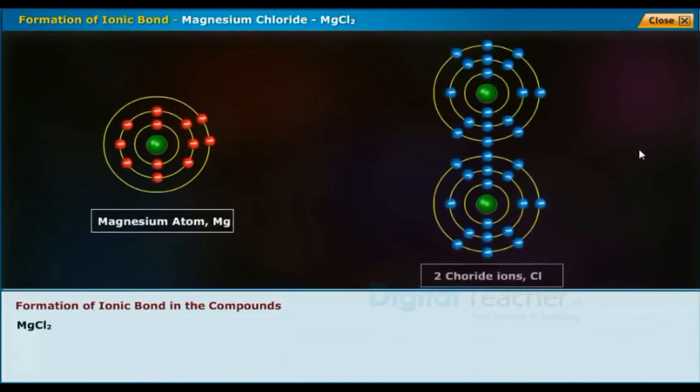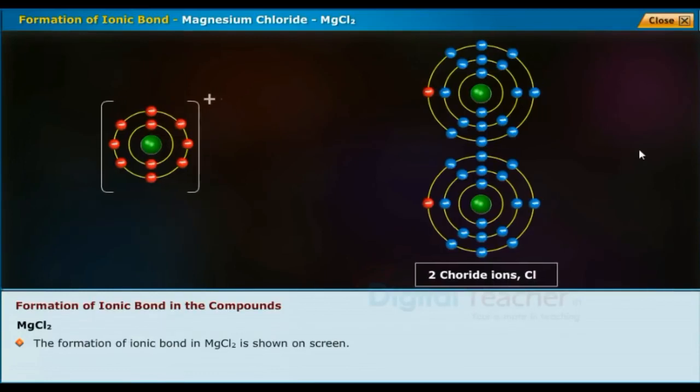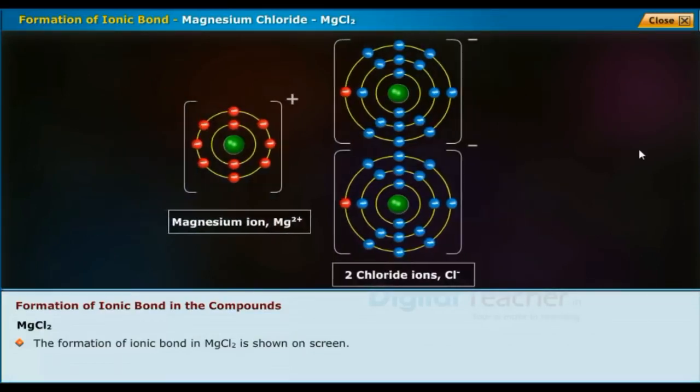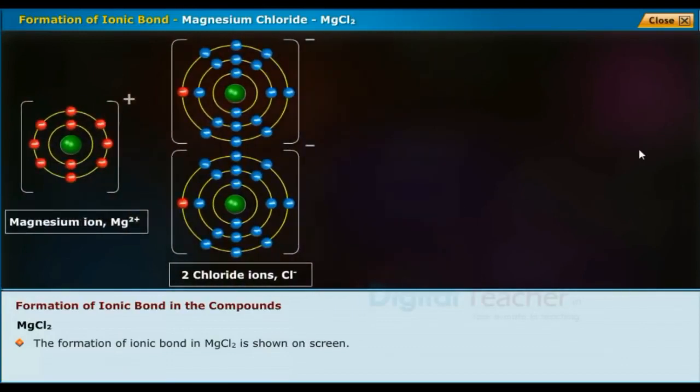Magnesium chloride. The formation of ionic bond in magnesium chloride is shown on screen. One magnesium atom transfers two electrons, one each to two chlorine atoms, and magnesium becomes Mg2+. Two chlorine atoms gain the electrons transferred to them by the magnesium ion. Finally, magnesium chloride is formed by the two chloride ions and the magnesium ion.